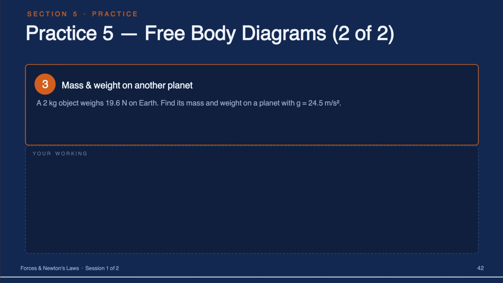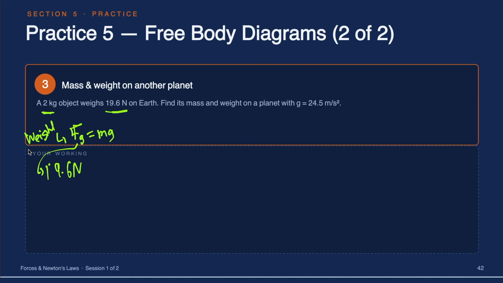Alright, so let's try drawing the mass and weight on another planet. A 2 kg object weighs 19.6 newtons on Earth. Find its mass and weight on a planet with g equal to 24.5 meters per second squared. Okay, so first we know force gravity is equal to mg. Okay, this is weight. So a 2 kg object weighs 19.6 newtons on Earth. That means 19.6 newtons, which is force of gravity, or weight, this is weight, right?